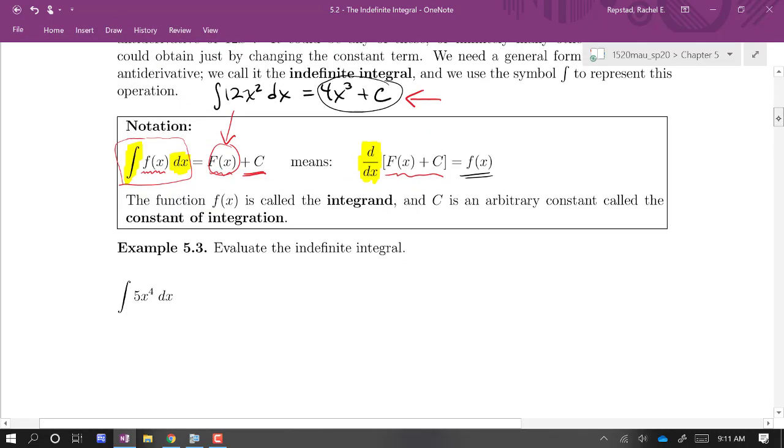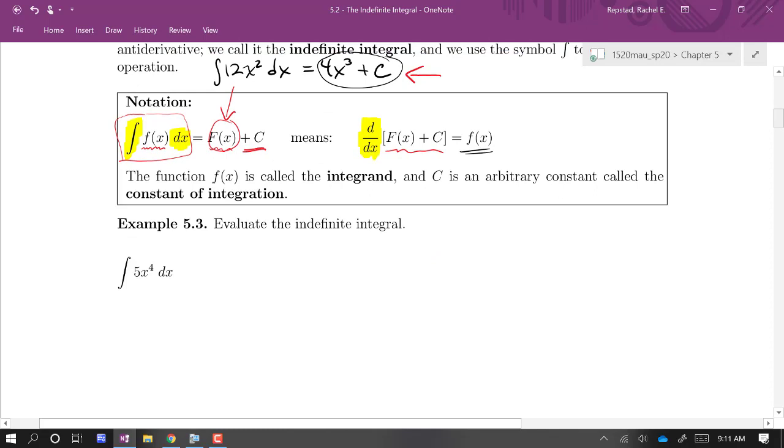So far what we're doing is just introducing new notation. The actual act of finding an antiderivative is the same. Finding an indefinite integral involves finding an antiderivative. We just have to tack on plus c, and we have to get used to this new notation. So in this example, we're going to find the indefinite integral of the function 5x to the 4th with respect to x.